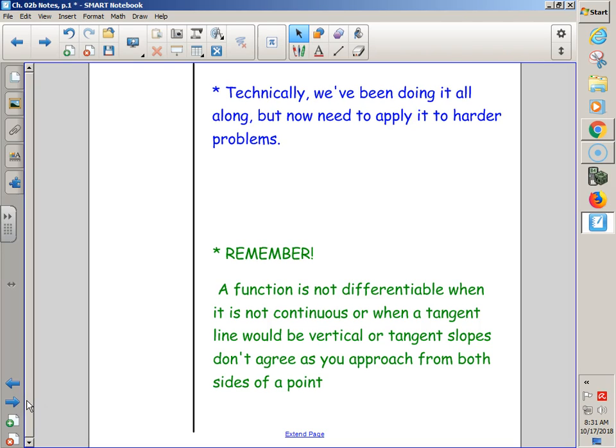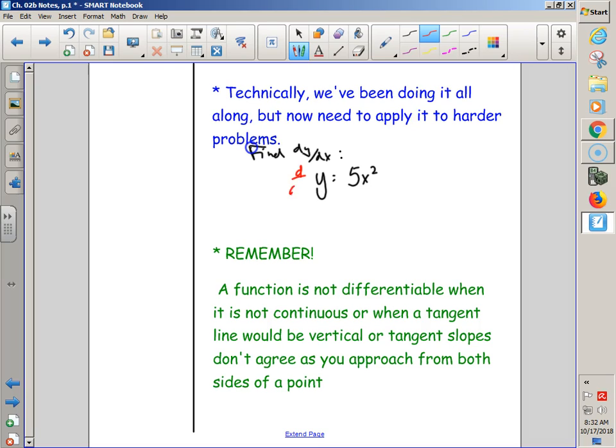But now we need to apply it to harder problems. What was I talking about? I'm talking about whenever we had something back in the day where we were supposed to find the derivative or find dy/dx, and I gave you something like, I don't know, y equals 5x squared. How easy is this? Super easy, but technically, what were you doing when you got to the answer? You were taking the derivative of both sides.